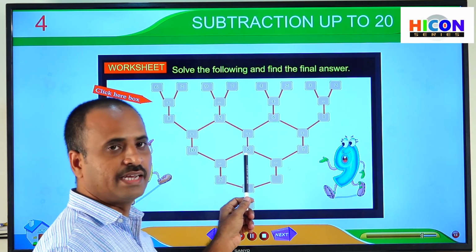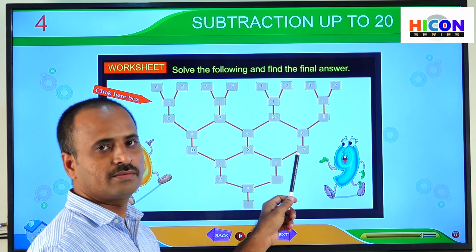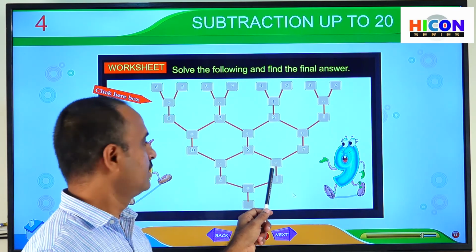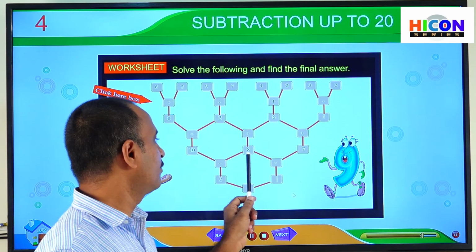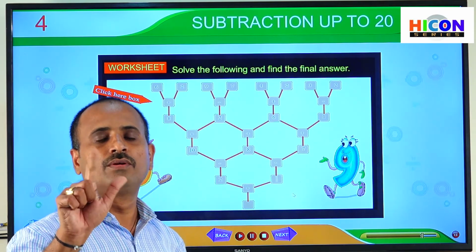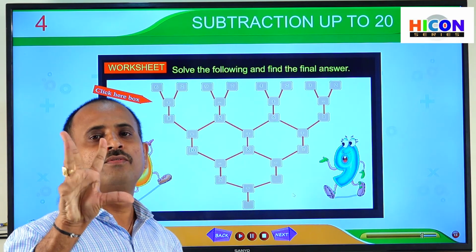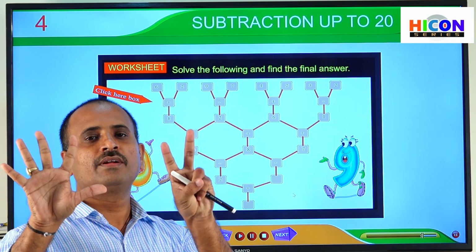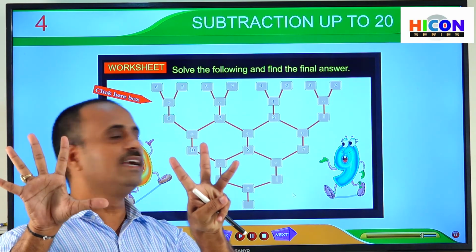Here the first number is 8 and the second number is 7. And they have given a symbol minus. Minus means subtraction. Here the first number is 8. So open 8 fingers of your hand. So 1, 2, 3, 4, 5, 6, 7, 8. So children, these are the 8 fingers.